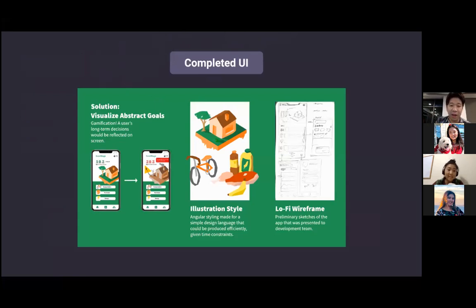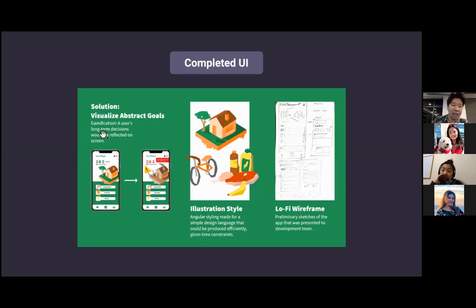Okay, so there's the completed UI. This is the big reveal. This is what it looked like. Our solution was to visualize abstract goals right away. For both the personas, it was really like, Canada emits 700 million tons of CO2 every year. And 700 million tons is so abstract, right? So we said, how might we visualize people's carbon emissions? We broke down the problem, and came up with a concrete solution: to gamify it, to visualize the actual impact that we're making on screen.